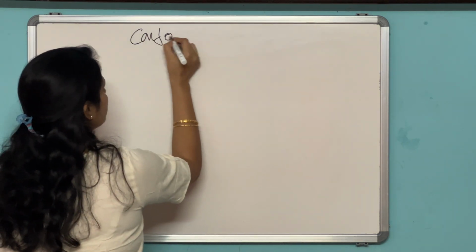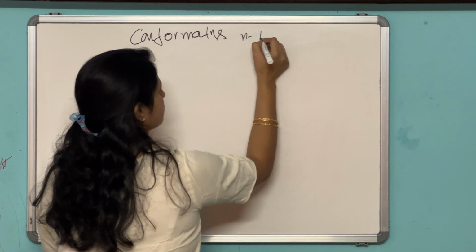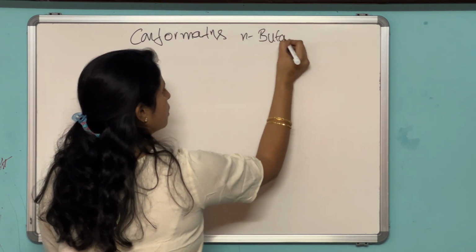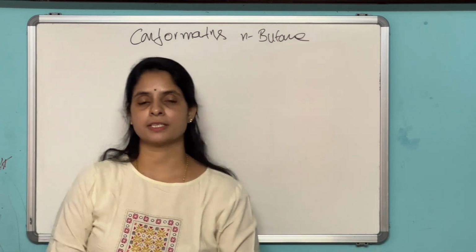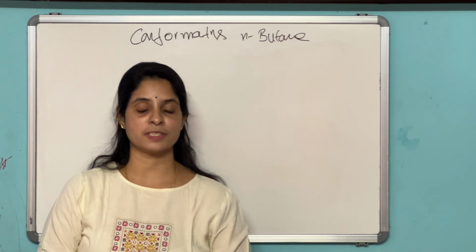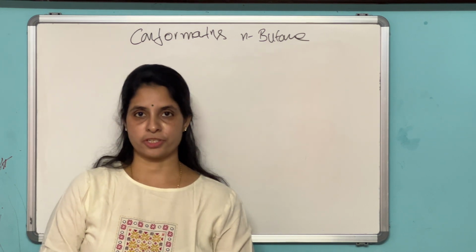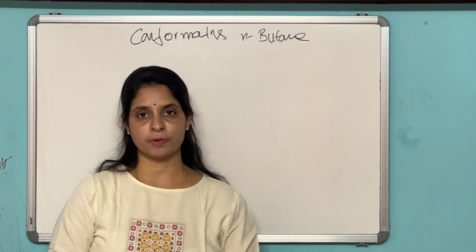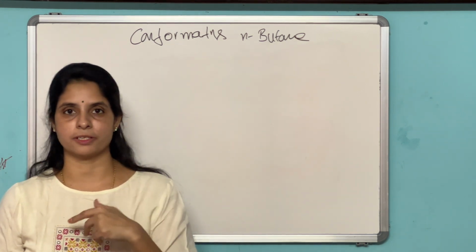Now, conformations of n-butane. In the last video, I told you what conformers or conformations are: a change in the spatial arrangement of the atoms around the carbon atoms due to carbon-carbon single bond rotation. Those are called conformers or rotamers also.